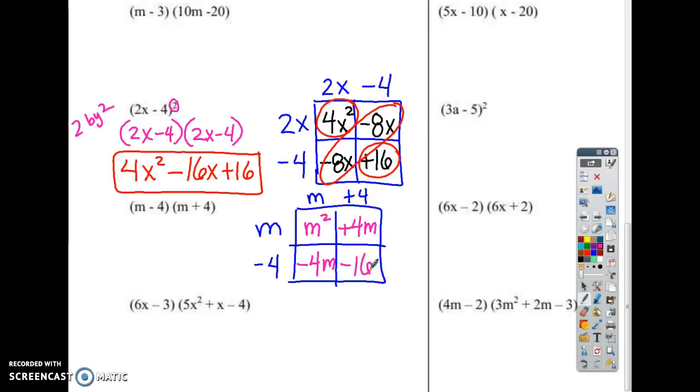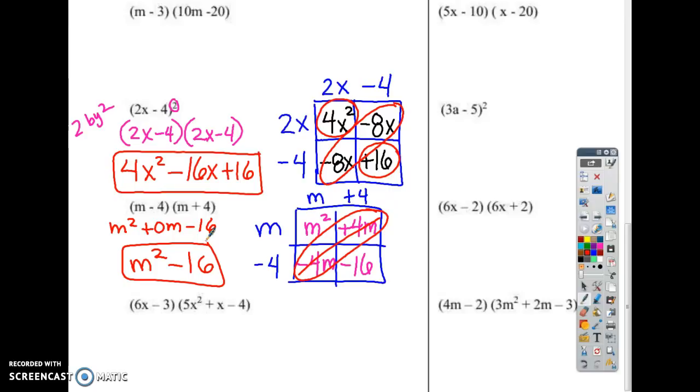Okay? The diagonals are the same, so you add them. What's negative 4 plus 4? 0. That means this goes away. It cancels. You don't have it anymore. So you can write it two ways. You can say m squared plus 0m minus 16. Or the correct way that will be on a test will be m squared minus 16. Okay? Just like that.